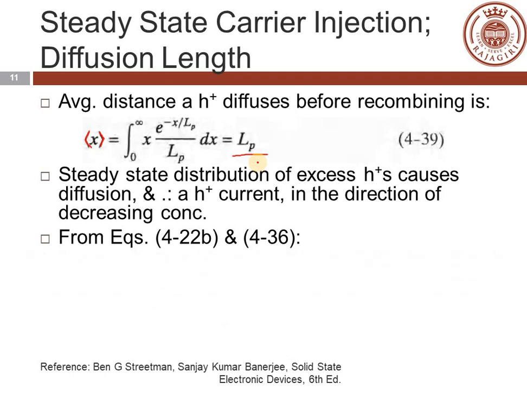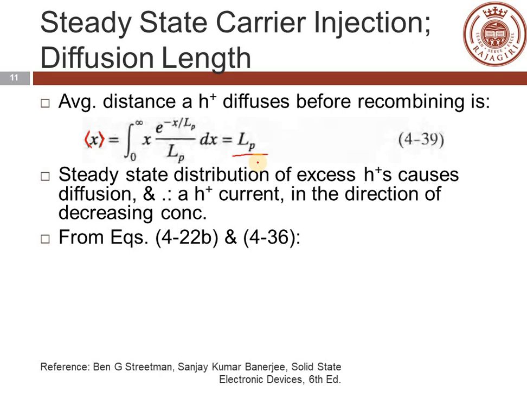Now take the equations from the previous session, that is equation number 22b and 36 in your textbook. Equation number 22b is the diffusion equation for holes, that is Jp of diffusion, which is equal to minus q into Dp into dp by dx. And equation number 36, which is the excess carrier equation, that is small delta p of x equal to capital delta p into e to the power minus x by LP.